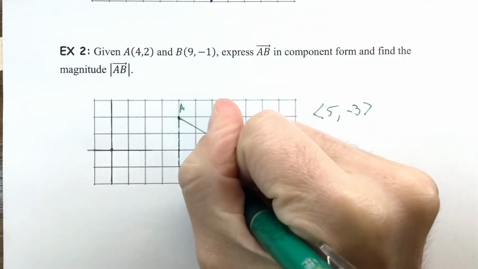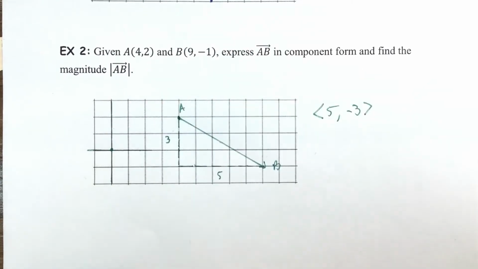All right, here are your components. You've got a 5, you've also got a 3. That would be a -3, but when you do Pythagorean theorem, it does become positive, so we don't really need to worry about that.